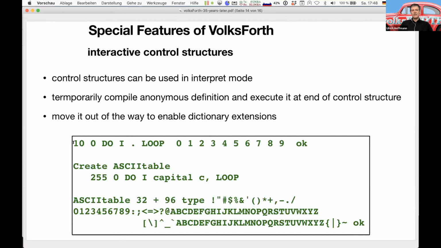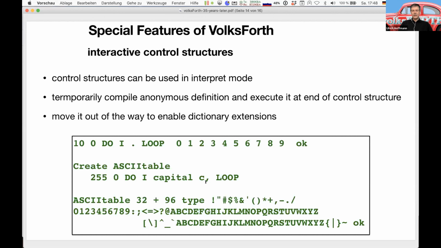So in interactive mode, you can just do 10 0 do i . loop, and then it will just do it. This is useful for data structure initialization. So you can just create an ASCII table of uppercase ASCII values, and you just loop through the characters, and for each character you convert it to the uppercase letter and comma it in the dictionary.